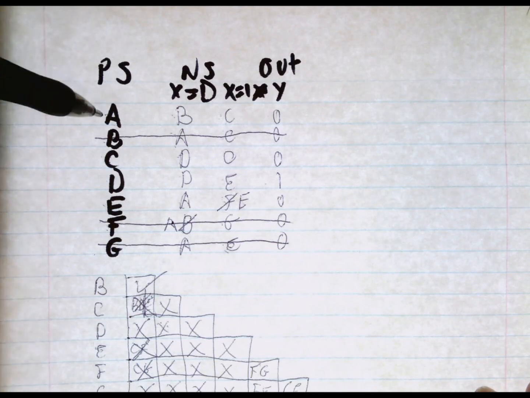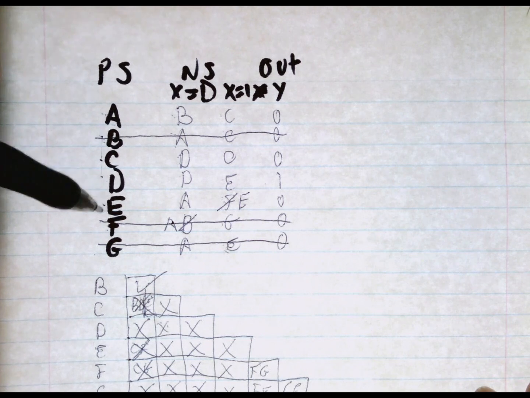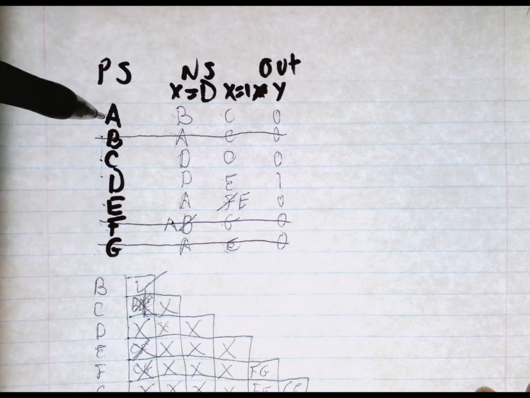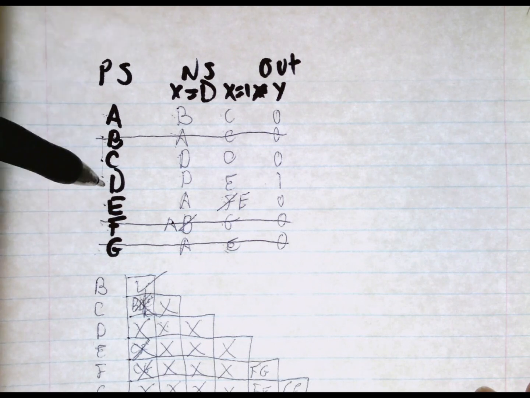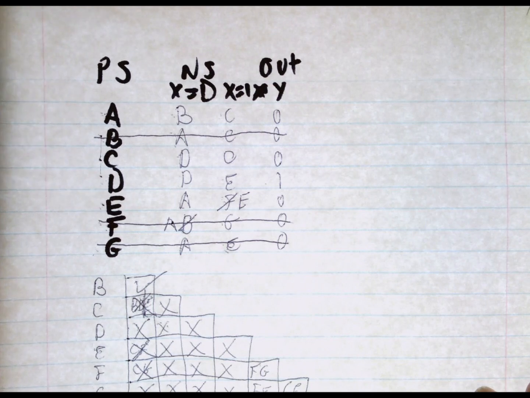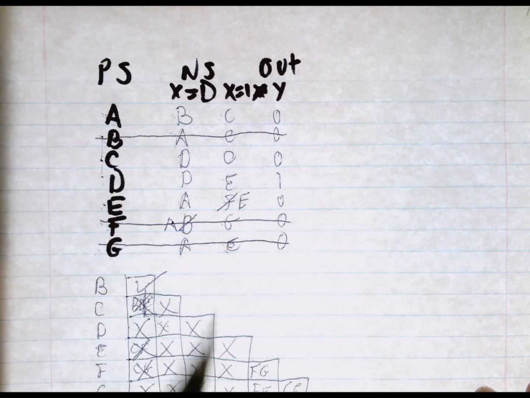So we started out with 1, 2, 3, 4, 5, 6, 7 states. We ended up with 1, 2, 3, 4 states. A much smaller machine, much cheaper to implement.